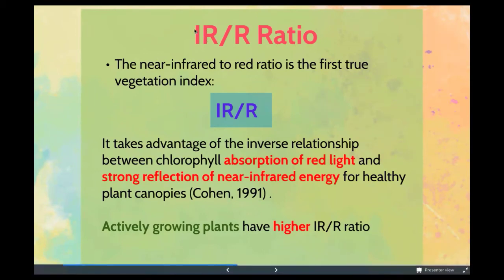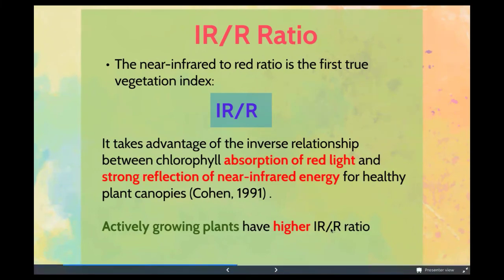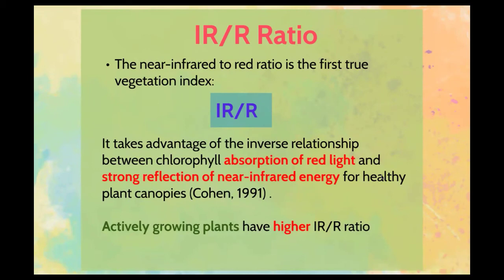So in this case, we know the IR for vegetation is going to be higher. So apparently a higher IR and R ratio will represent, relatively speaking, once again, actively growing plants.